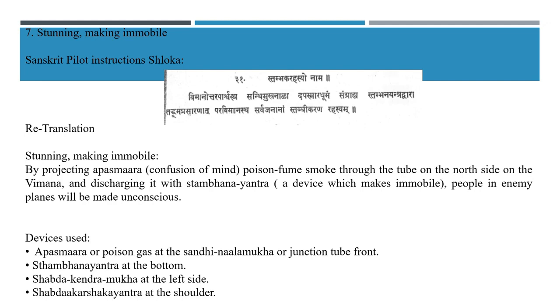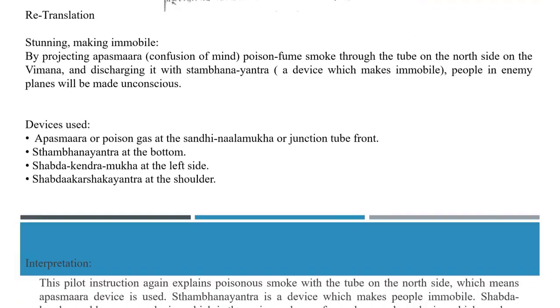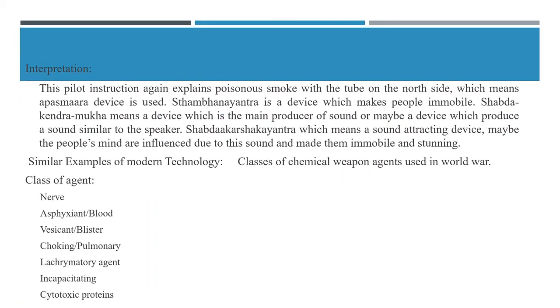So the devices used are apasmara poison gas at the junction tube front and Stambhana Yantra at the bottom, Shabda Kendra Mukha at the left side, and Shabda Karshaka Yantra at the shoulder of the Vimana. All these are the devices which they have used in this. The interpretation: the pilot instruction again explains poisonous smoke with the tube on the north side, meaning readily near to the enemies, or enemy pilot, or surrounding birds or anything. The Apasmara device is used. Stambhana Yantra is a device which makes people immobile, meaning they cannot move.